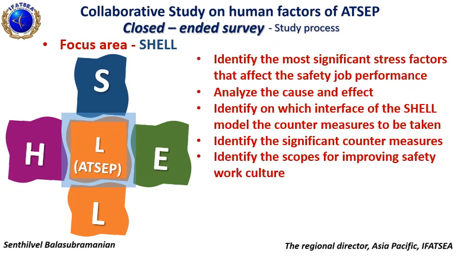So in a nutshell, we need to identify the most significant mismatch or stress factors that affect the safety job performance and find out the cause and effect analysis, based on which we need to identify on which interface of the SHELL model the countermeasures are to be taken, and identify significant countermeasures and identify the scopes for improving safety work culture.